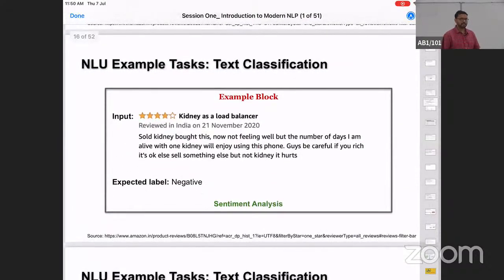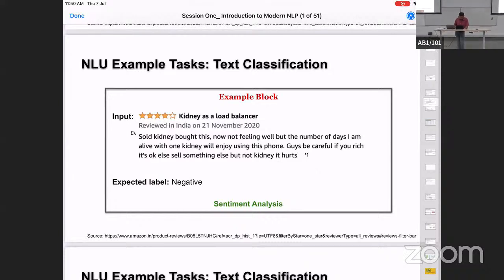Again, same example, same product, Amazon India, right? So what does it say? Let us read the text. Let us read the input to my system. "I have sold kidney to buy this, not feeling well, but the number of days I am alive with one kidney will enjoy using this phone."